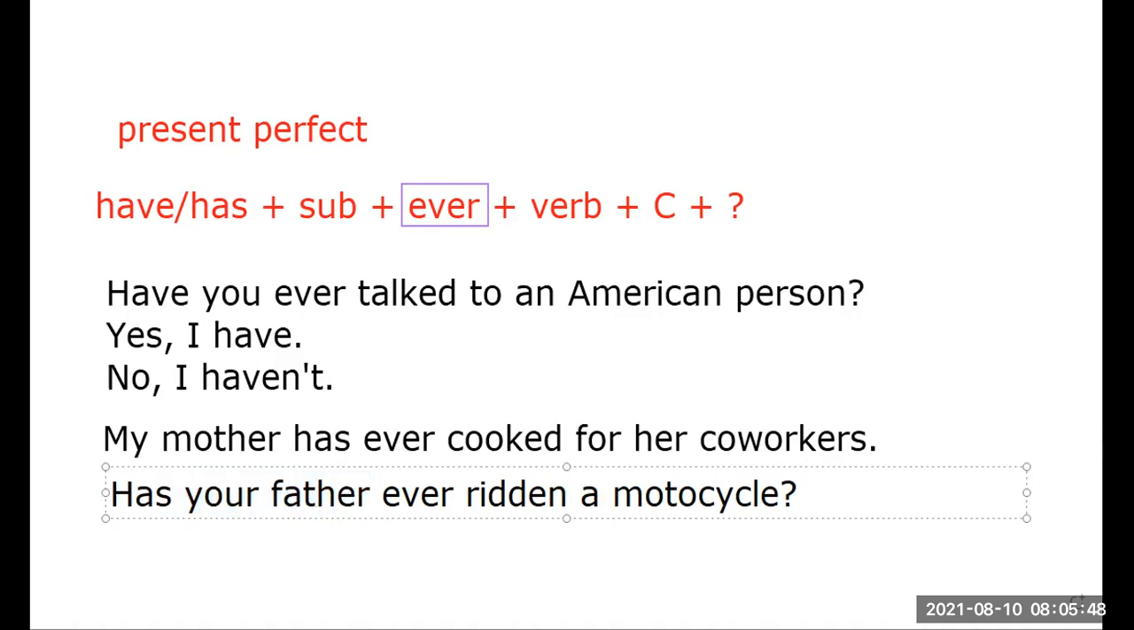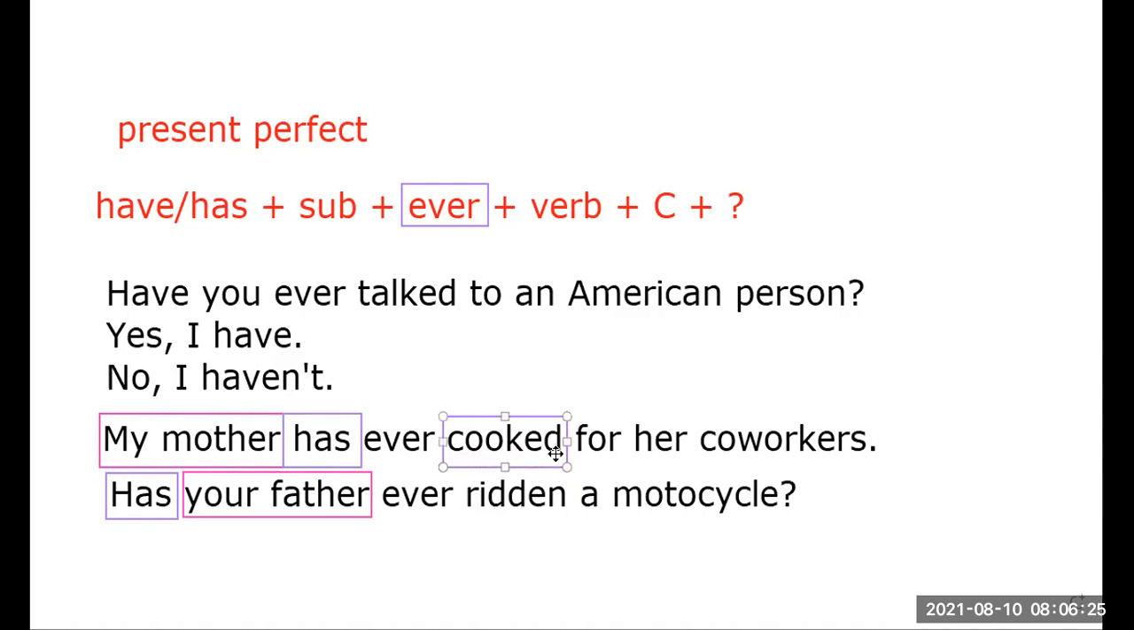Here we use has. Why? Because I am using the subject pronoun, that is your father. And instead of saying your father, you can say he. The same here, I have a subject noun, my mother, and here we have the auxiliary verb, that is has. We have ever, and we have the verb in the past participle, that is cooked. Here the same, we have the verb in the past participle, that is ridden.